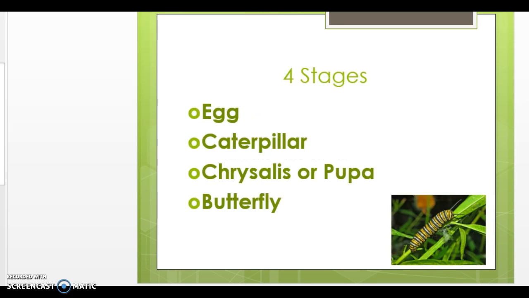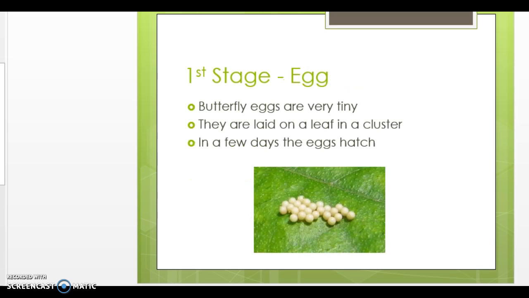So the 4 stages are egg, caterpillar, chrysalis, which is also sometimes called a pupa, and then it turns into a butterfly. The first stage, egg, is when an adult butterfly lays eggs on a leaf in a cluster, which means a small group, and then in a few days the eggs hatch. In the picture you can see what they look like.